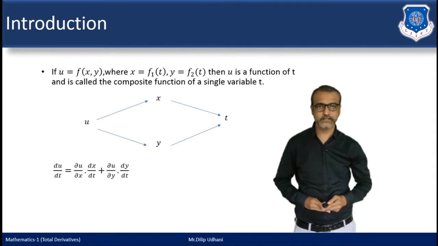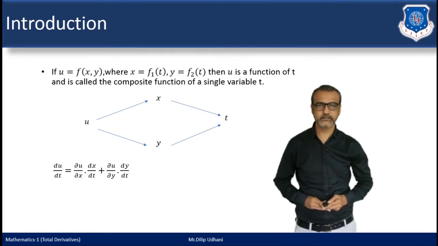So du by dt, you can see from the first part, that is u from x and x from t. u is a function of two variables, x and y. So first of all, we will write the partial derivative of u with respect to x, that is del u by del x. And then x is a function of the single variable t, so we will write the ordinary derivative, that is dx by dt.